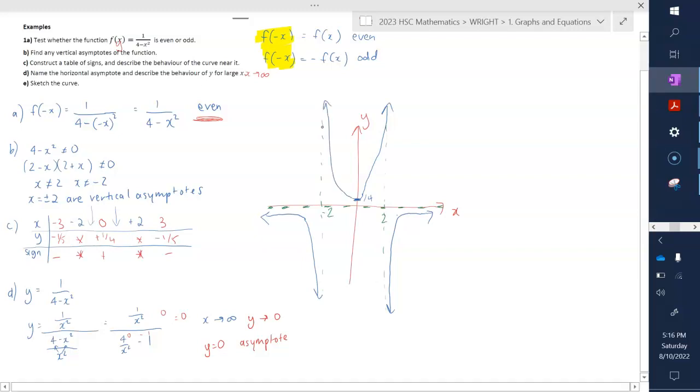So that's what our graph is going to look like. That was a trickier one. But going through the same steps we've done before, I think we've got enough info to make it work.